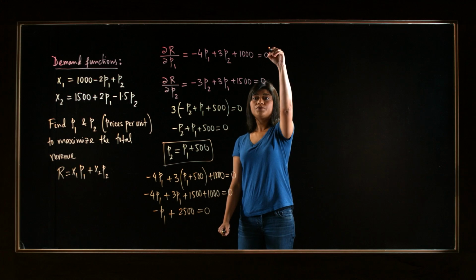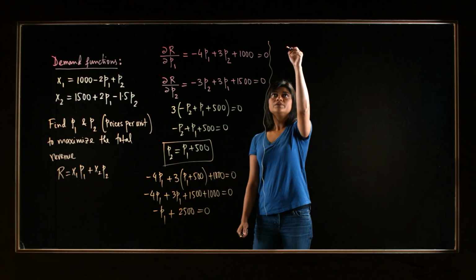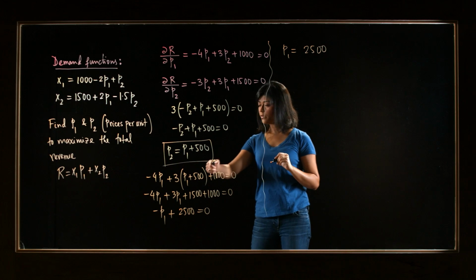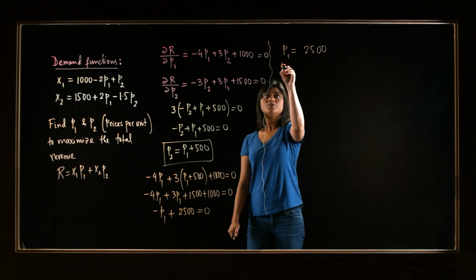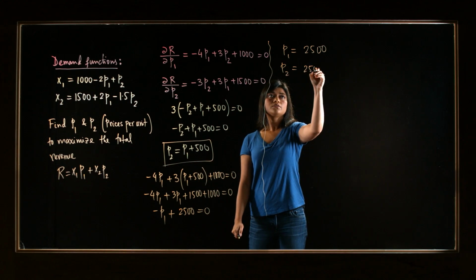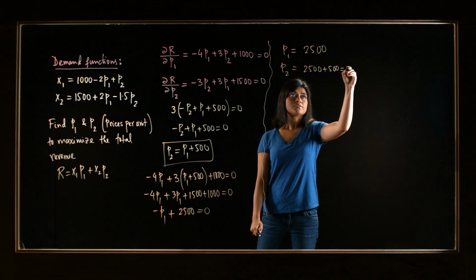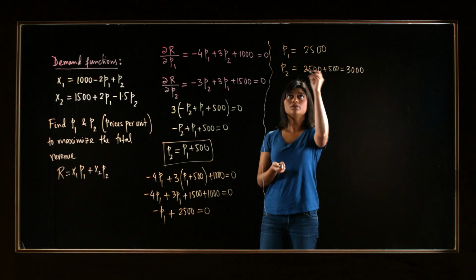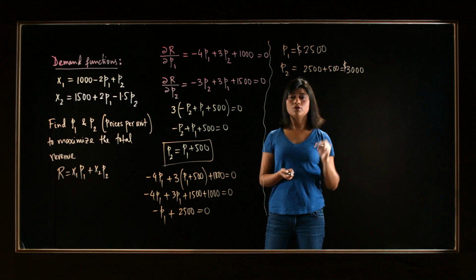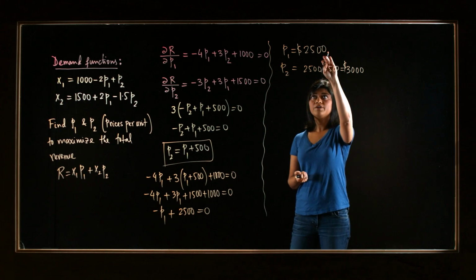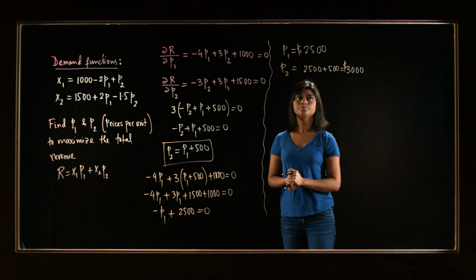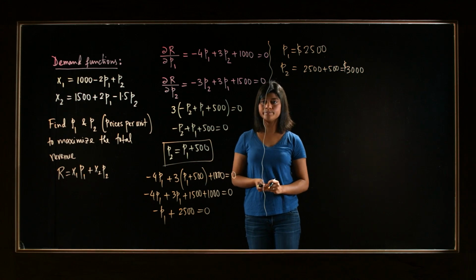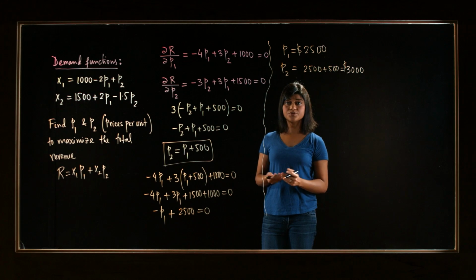So let's go up here. We get our p1 is 2500. And then you can plug in the value of p1 to get p2. So p2 will be 2500 plus 500, so that is 3000. Recall that p1 and p2 are prices per unit, and so they are both in dollars. Okay, so this is our critical number, 2500 for p1 and 3000 for p2. Now the question is whether this critical number is where the function will have a max or a min. So how do we test using the second partial?